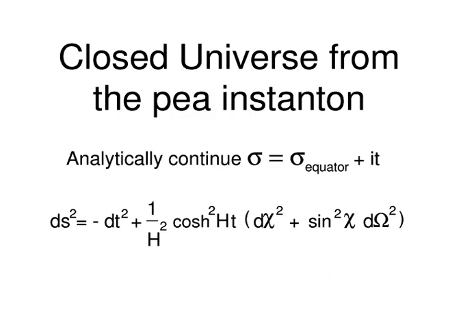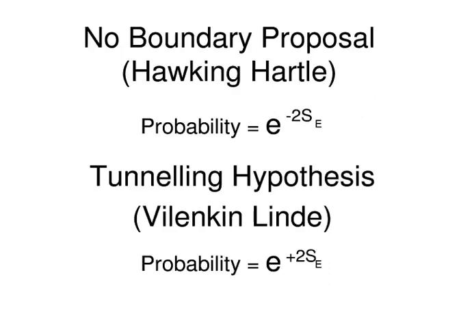Linde therefore proposes to take e to the plus action for the probability of the background universe, but e to the minus action for the perturbations. However, there is no invariant way in which one can divide the action into a background part and a part due to fluctuations. So Linde's proposal does not seem well defined in general. By contrast, the no boundary proposal is well defined. Its predictions may be surprising, but they are not obviously wrong.